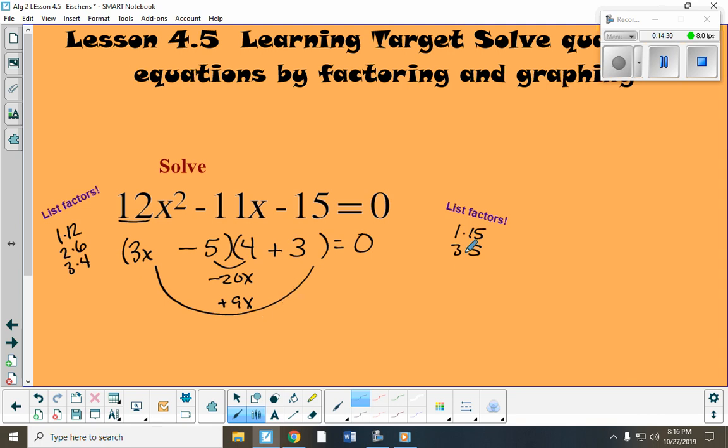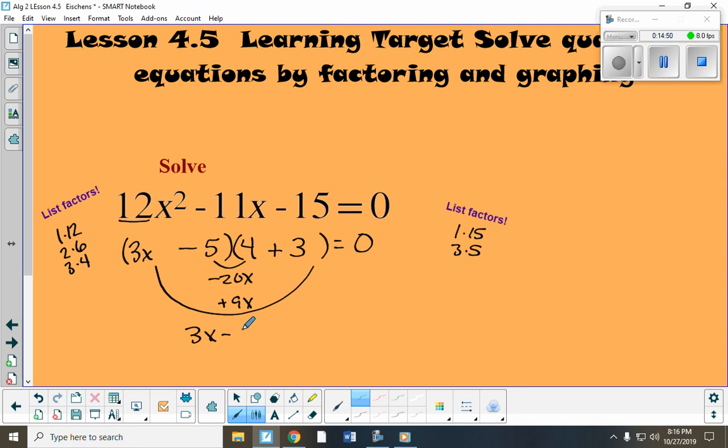Now, if the 3 and 5 didn't work, then I would have to try the 1 and the 15. And if that didn't work with the 3 and the 4, then I would try the 2 and the 6 with both sets over here. And so it just takes a while, but you just keep trying all the combinations until you get one that actually works and is equal to what you started with originally.